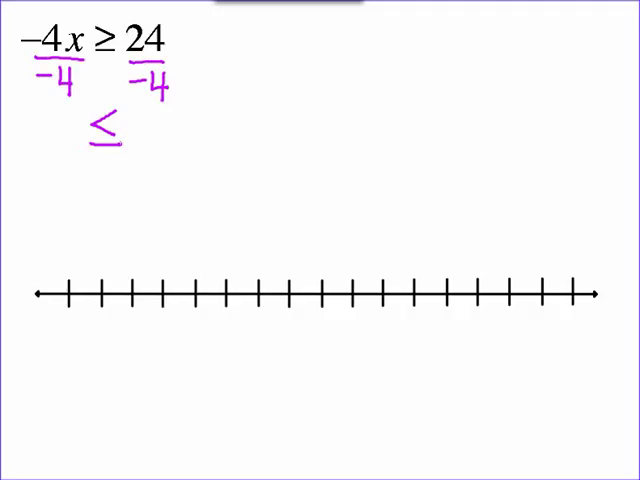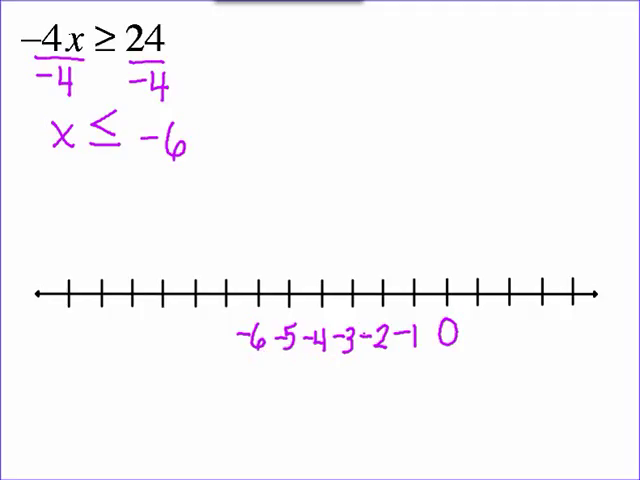So now, what is negative 4x divided by negative 4? 1x. Okay, over here, 24 divided by negative 4. Negative 6. So whenever you divide, notice that doesn't mean that the 24 has to be negative. It's this number right here on the bottom that has to be negative in order for you to flip that. And so this is x is less than or equal to negative 6. So here I'm going to go ahead and graph negative 6. Whenever you divide by a negative number, you flip the inequality.